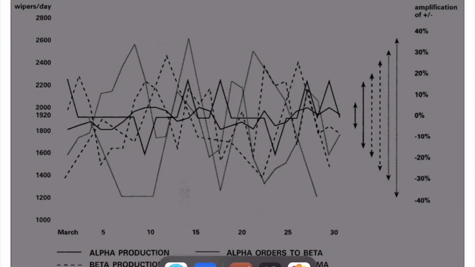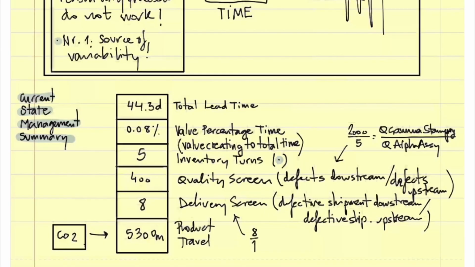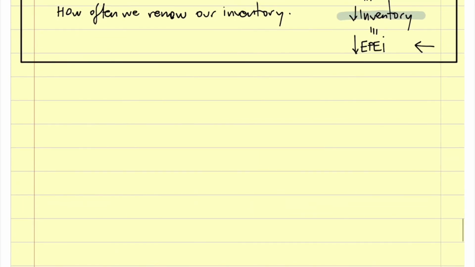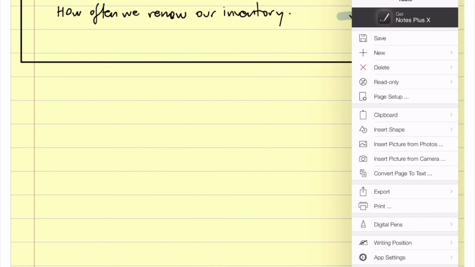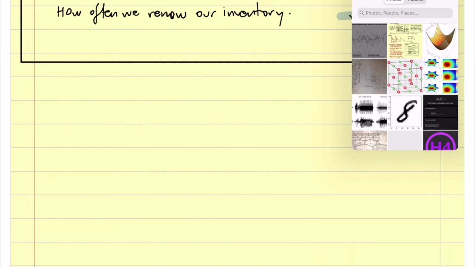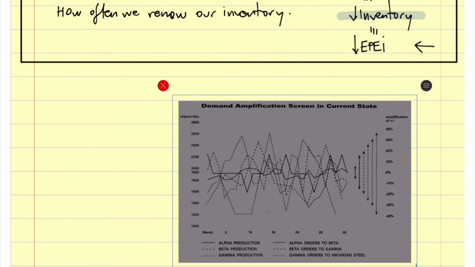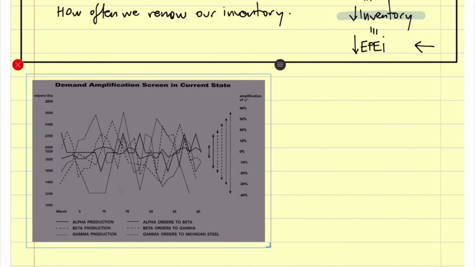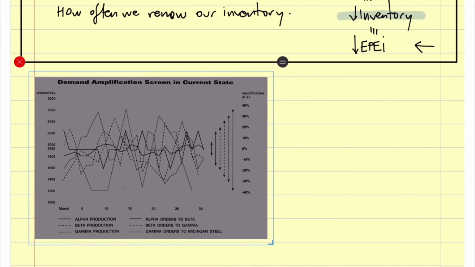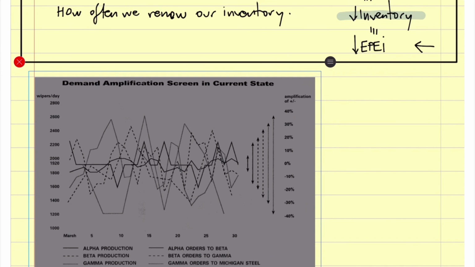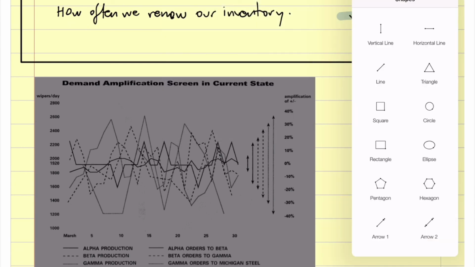So what you see now is going to insert one picture, because I don't want to paint it. It's just too long. The next step is to describe the so-called demand amplification screen. Okay, you can see the steps to do it in the PDF, in the case study.